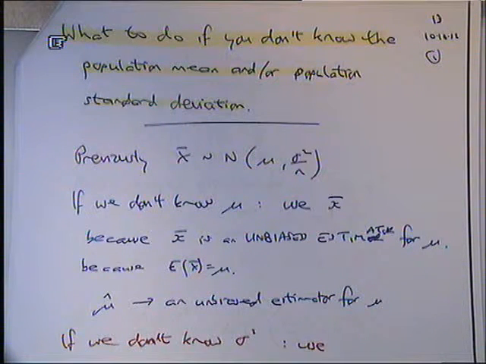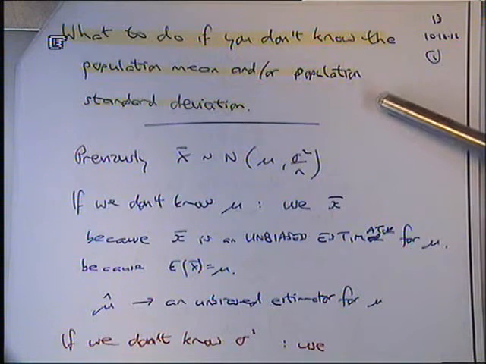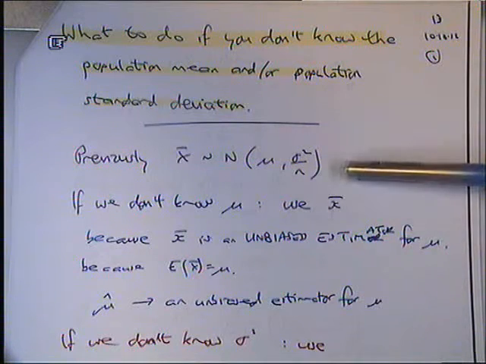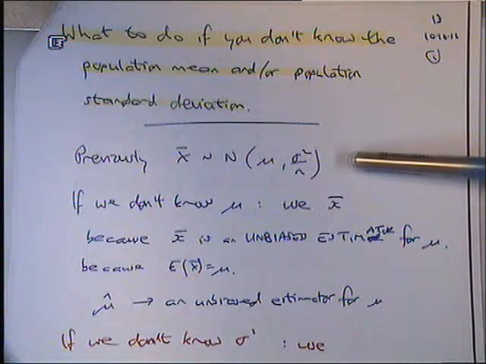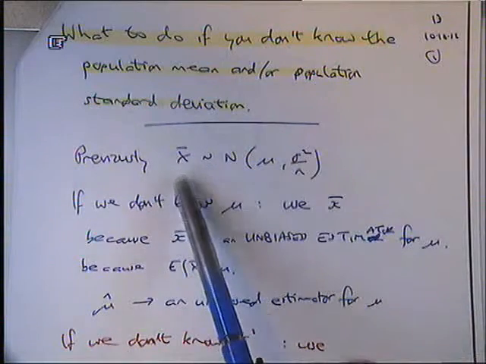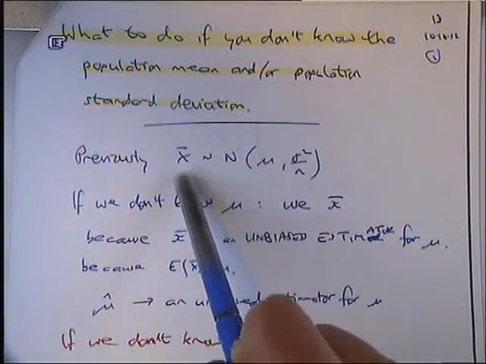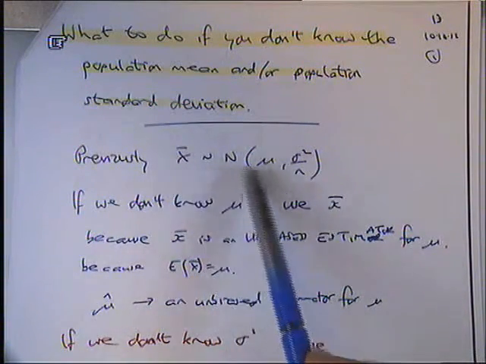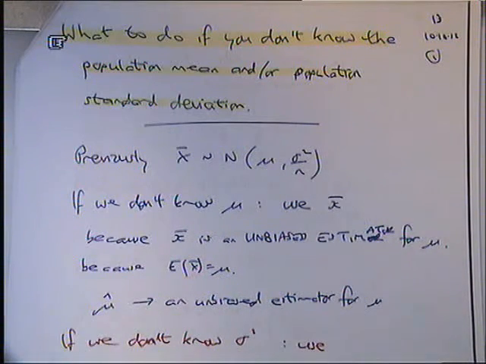Okay, last lesson we started looking at this. This bit here's a recap: what to do if you don't know the population mean and/or the population standard deviation. This is the central limit theorem in a nutshell: the distribution of sample means, whatever distribution x comes from itself, is normal, mu, sigma squared over n.